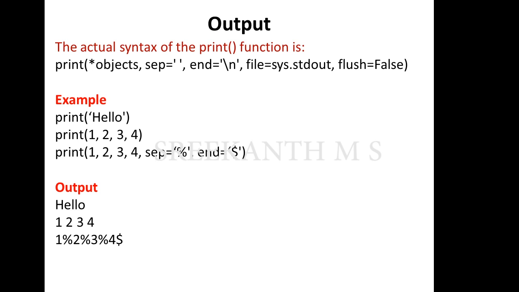The separator is not a star, it is a percentage. So after each value, a percentage is displayed. After the second value, again the percentage is displayed. This is the second parameter in the print built-in function. And here the third parameter is also used, where normally it is \n, but here I have given it as a dollar. So after 1, 2, 3 and 4, a dollar symbol is printed in the output. So these are the different ways we can use the print built-in function.